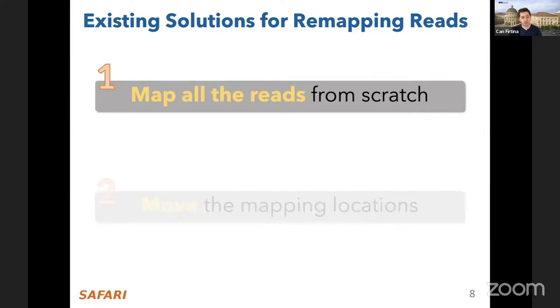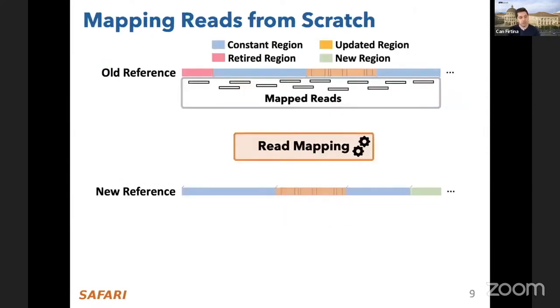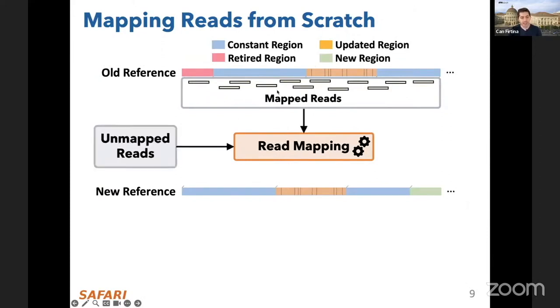So I'll go over the first solution now. You can assume that there may be some mapped reads to the old reference genome, right? And what we do is collect all these reads, as well as all other reads that were previously unmapped to the old reference genome, and then take all of these reads and use some read mapping tools such as BWA, Minimap2, and map them again to a new reference genome.